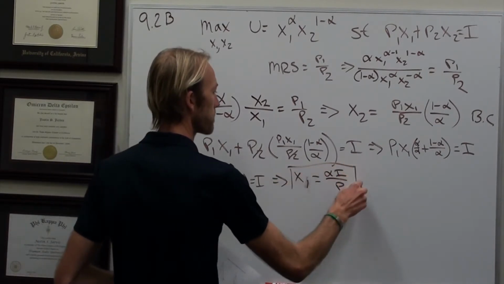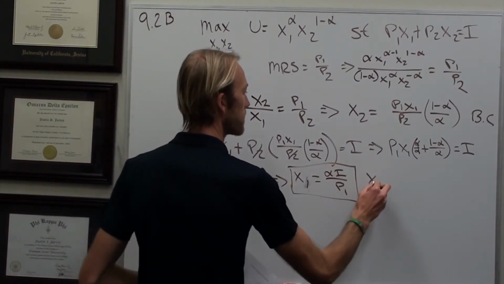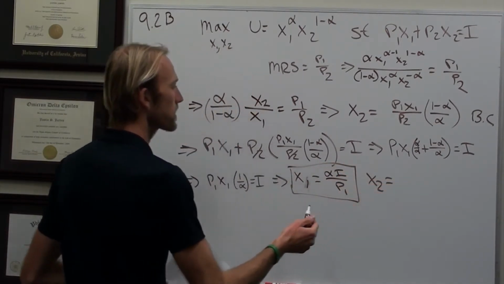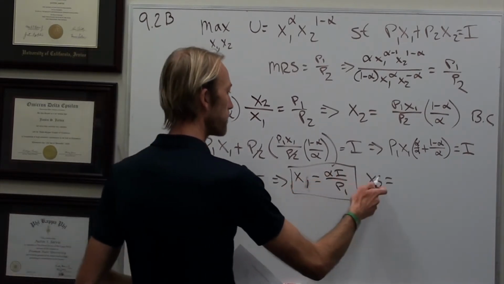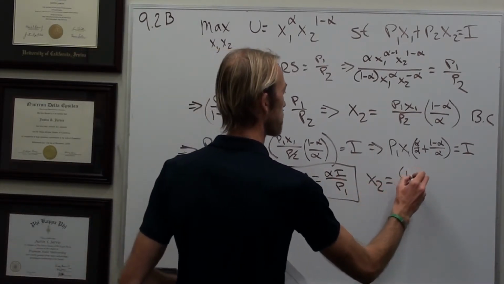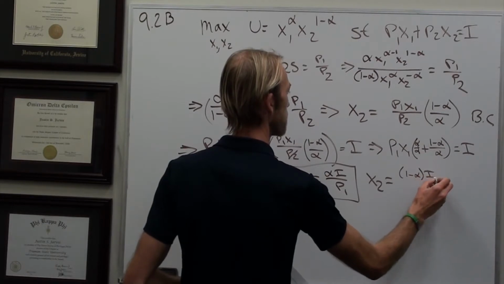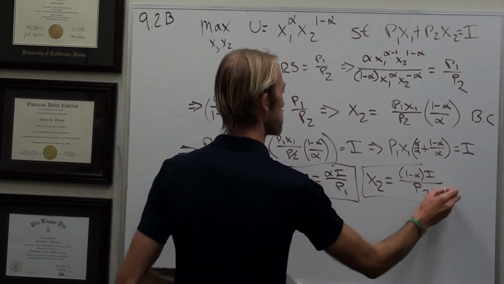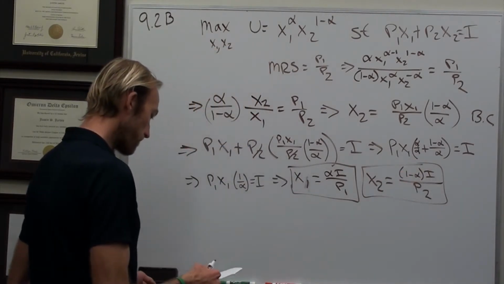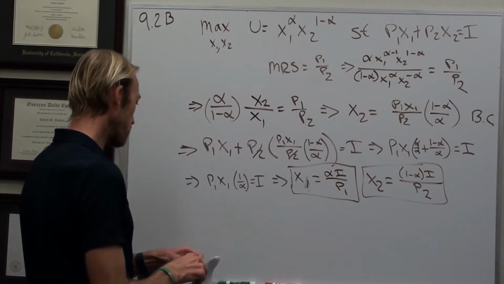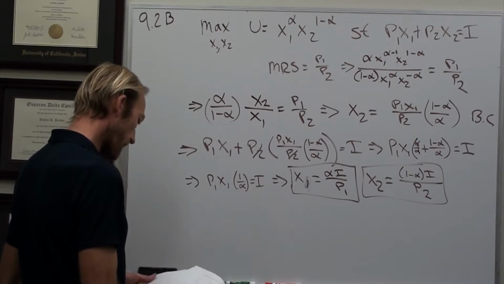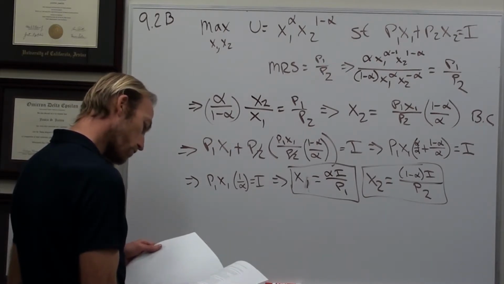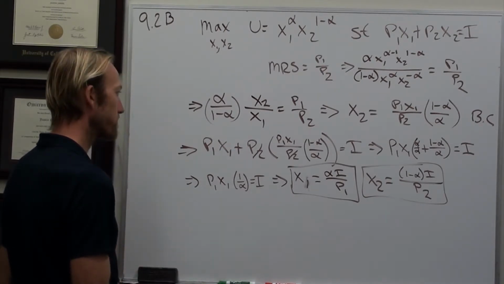Okay, we've seen this before, so I'm going to go ahead and jump ahead. We know that x2 is exactly symmetric. Instead of wanting alpha amount of it, you're going to want 1 minus alpha times income divided by p2. Okay, so these are your demand curves, demand functions. Now, we want to know, it says, verify that the own price demand curve slopes downward.